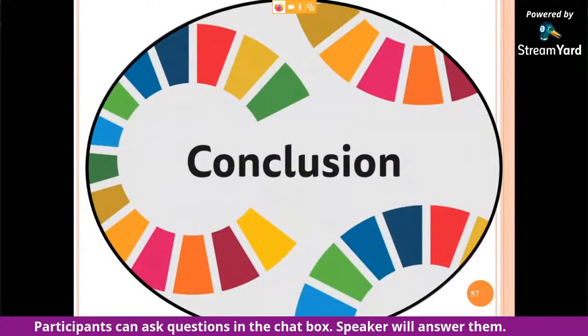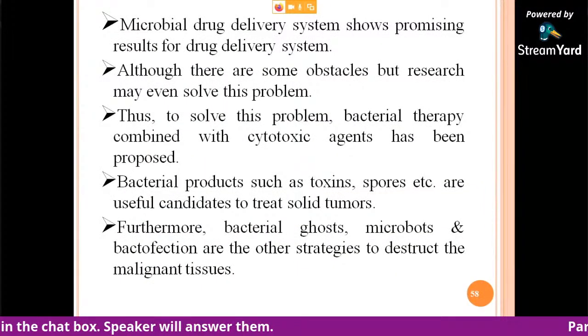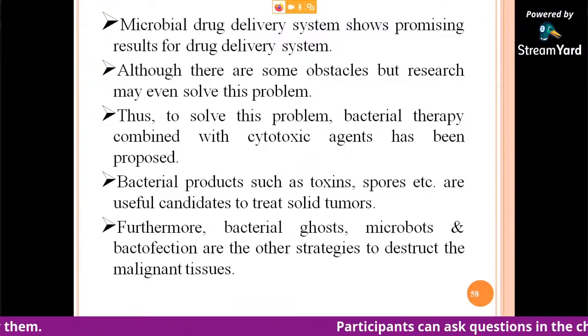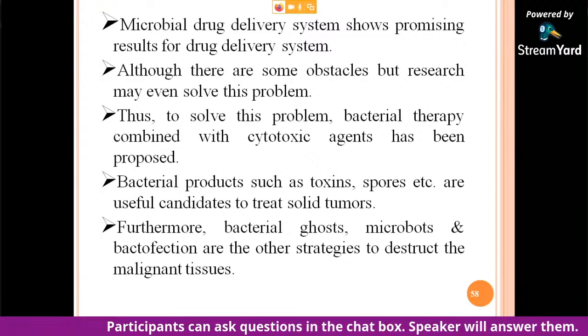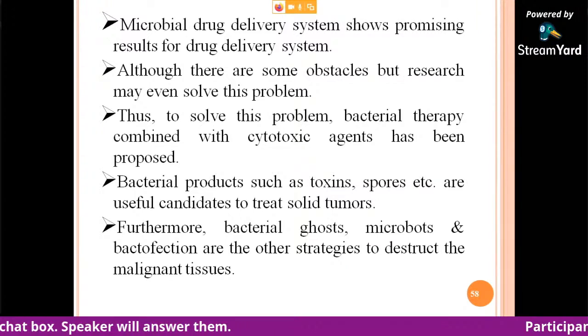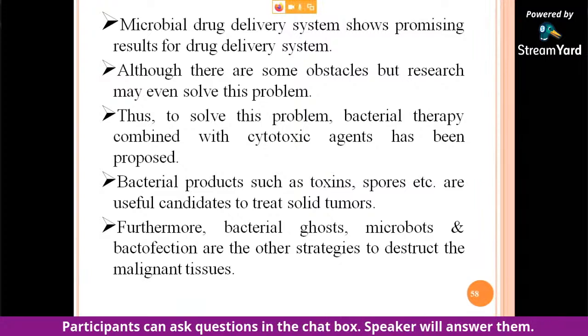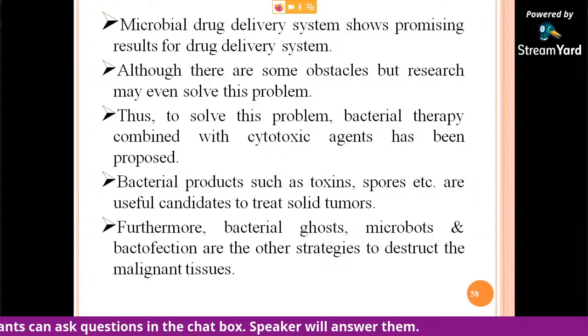Now, what is the conclusion? Microbial drug delivery systems show promising results based on the literature as well as the research going on across the world. It seems to be a promising drug delivery system. Even though there will be certain obstacles, and there will always be reservations and resistance to anything new being launched, similar to drug delivery systems, the pharmaceutical scientist or multidisciplinary scientist has to face so many obstacles.